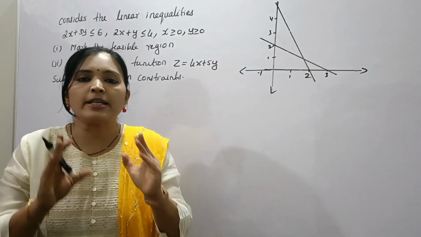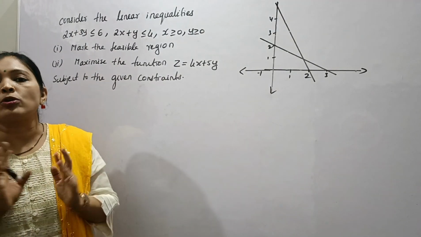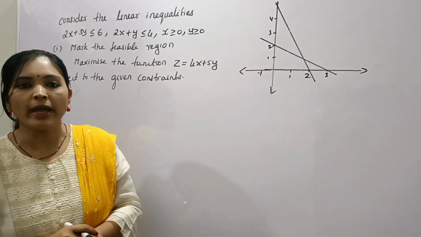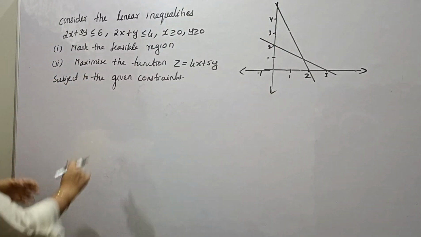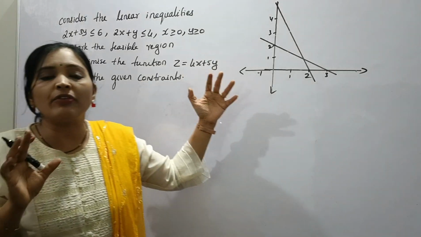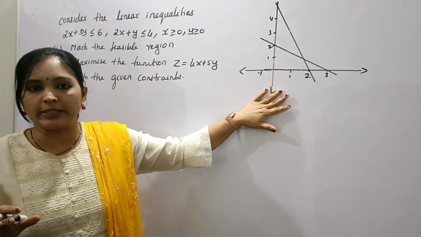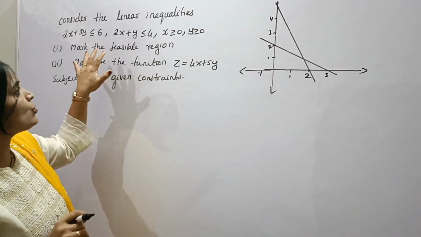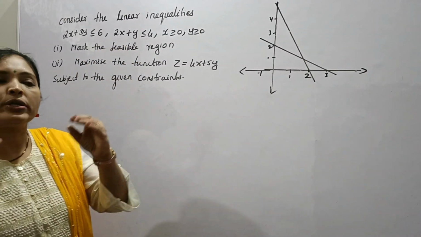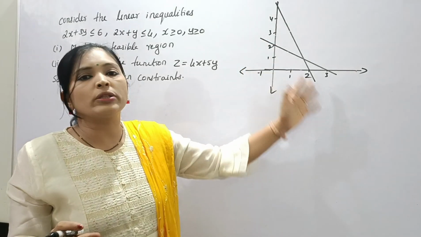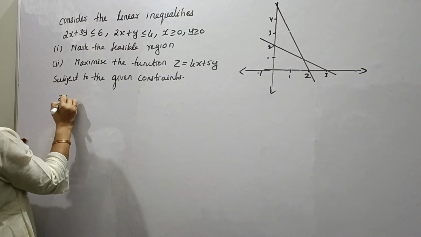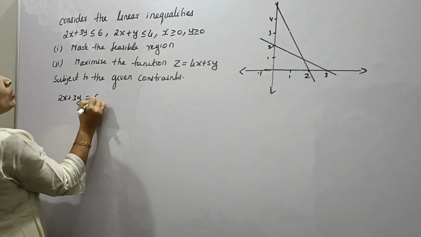See, the feasible region is the region that contains all the possible solutions. From those solutions, we will find the optimal solution. Here also we will find the solution by the graphical method. For that, we have to find the x and y values. You just substitute x and y values to draw these lines. So first of all, let's take 2x plus 3y is equal to 6.